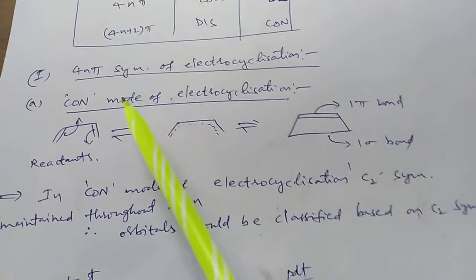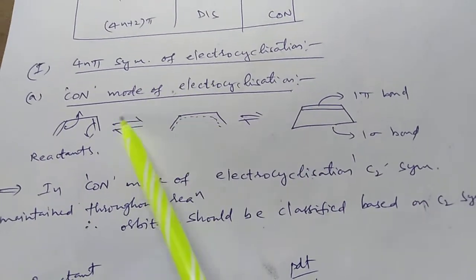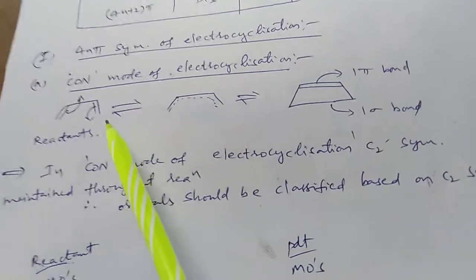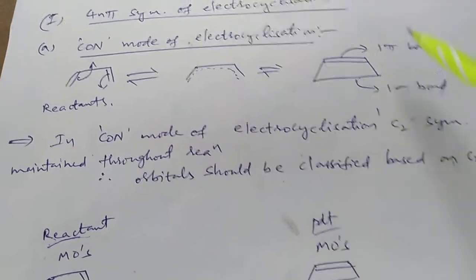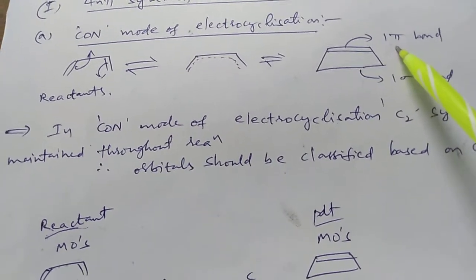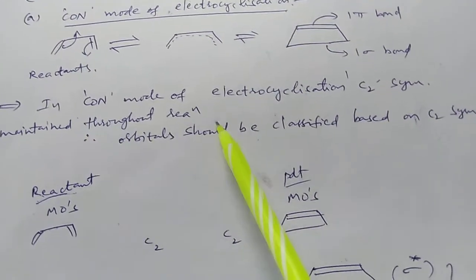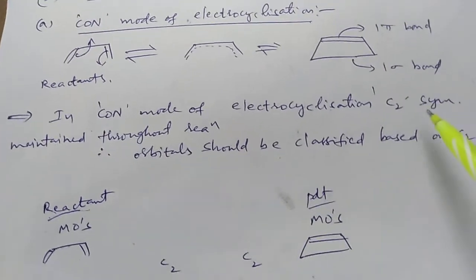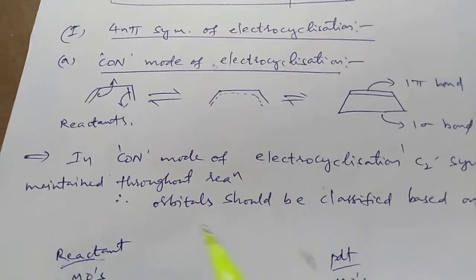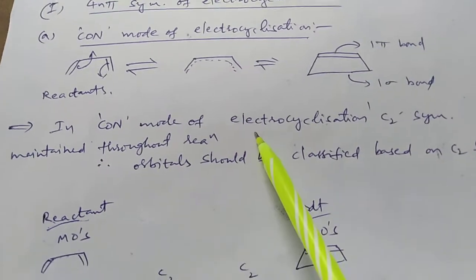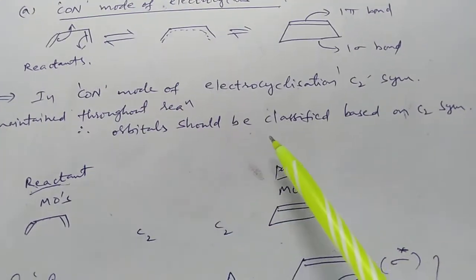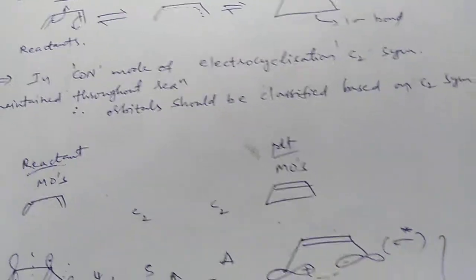Suppose for the 4n system, in the con mode of electrocyclization, 1,3-butadiene develops one new pi bond and one new sigma bond. In the con mode of electrocyclization, C2 symmetry is maintained throughout the reaction. Therefore, orbitals should be classified based on the C2 symmetry element.